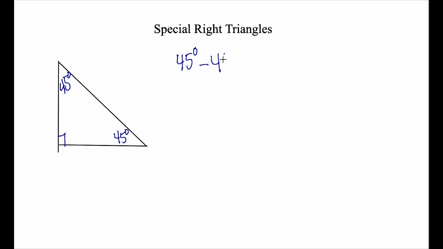Welcome back, everyone. Today we're going to be discussing the special right triangles. So these are triangles where we know the side ratios based on the angles inside of the triangle. So the first triangles we're going to talk about have angles that measure 45 degrees, 45 degrees, and 90. So these are usually called 45, 45, 90 right triangles.